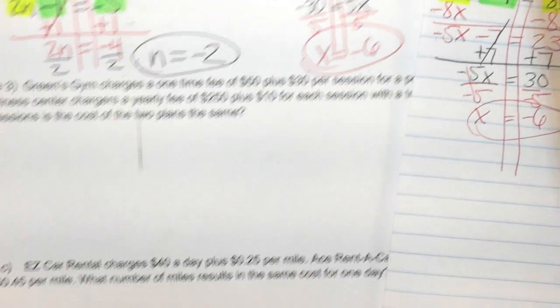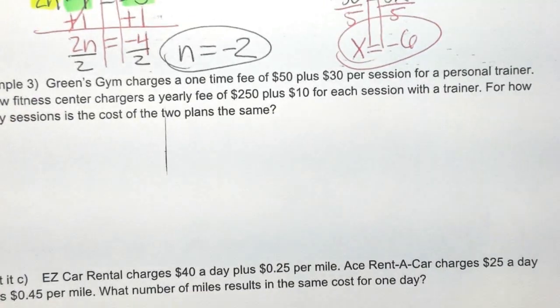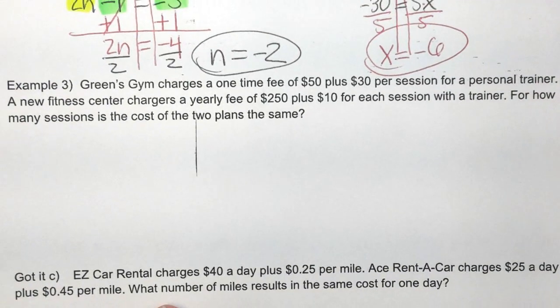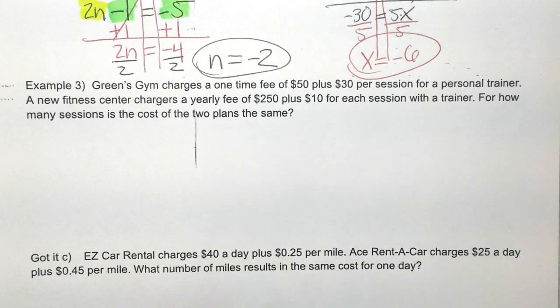Okay, the story problems, and I promise the story problems are not that bad today, okay? The equations are decent to write. So it says, Green's gym charges a one-time fee of $50 plus a $30 fee per session for a personal trainer. A new fitness center charges a yearly fee of $250 plus $10 for each session with a trainer. For how many sessions is the cost of the two plans the same?